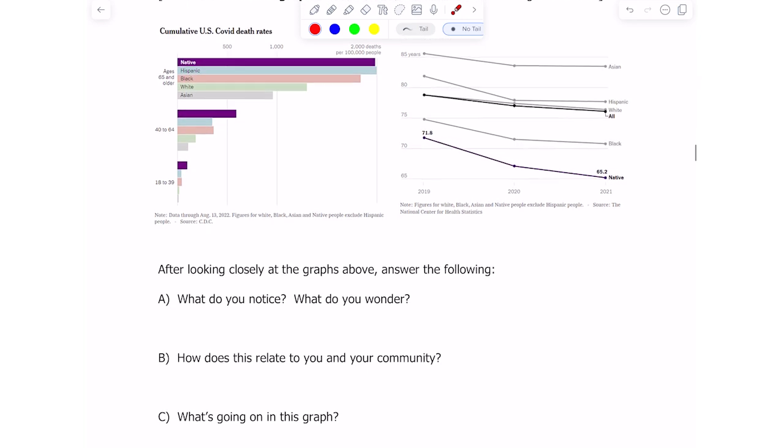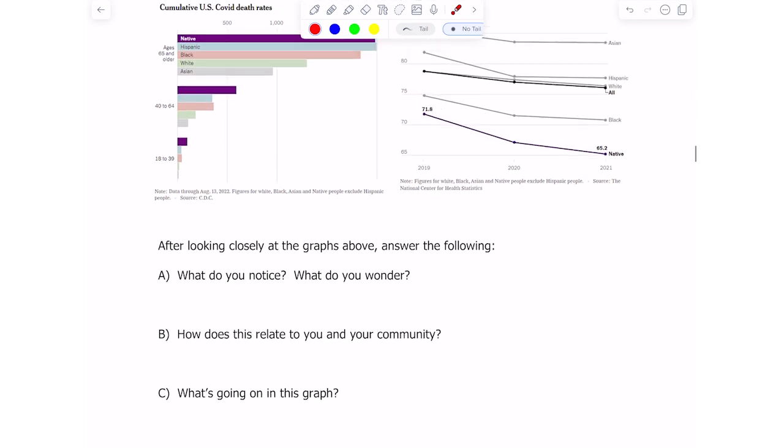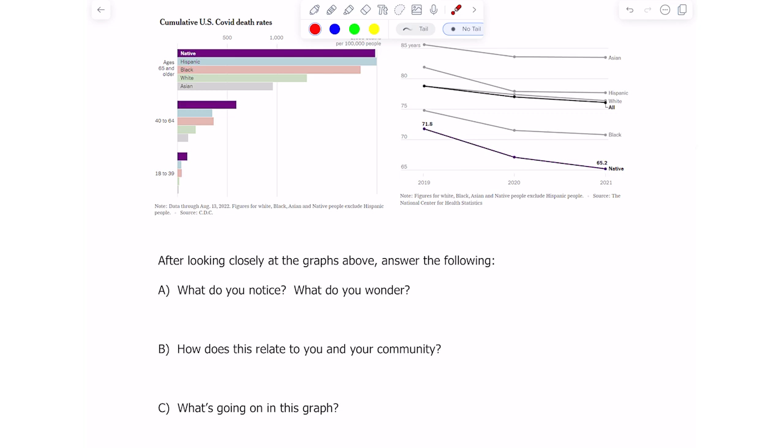What's going on in the graph, right? Well, I wonder, why were the death rates so high for Native Americans? And I know there's a large percentage of Native Americans that live in New Mexico. They live in the Southwest, all over the United States. But I'm thinking of specific groups in that area. And I know that sometimes there's a lot of poverty there.